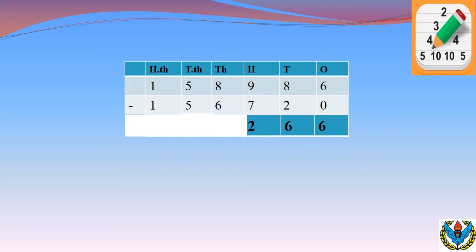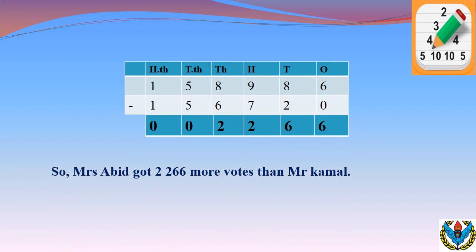Next we move further to the thousands column. Look at the digits 8 and 6. 8 minus 6 is equal to 2, which will be written in thousands column. Next we move to the 10,000s column. Look at the digits 5 and 5. So 5 minus 5 is equal to 0 and the answer will be written in 10,000s column. Finally, moving to the last column, that is 100,000s column, we have 1 minus 1 is equal to 0 and this is written in the 100,000s column. We get a final result as Mrs. Abid got 2,266 more votes than Mr. Kamal.